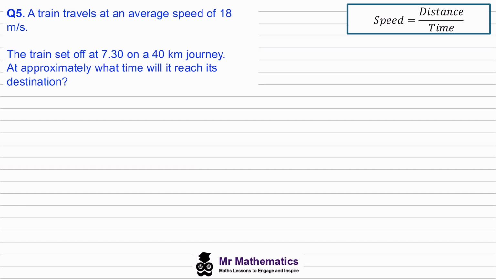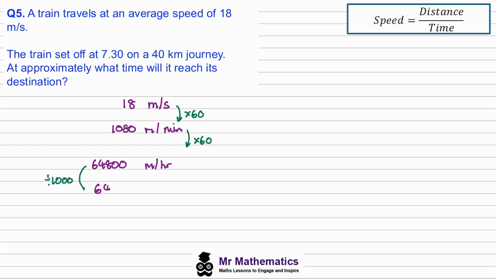Okay, so welcome back. So the problem we have is that we've been given the speed of 18 meters per second, but then we're given the distance of 40 kilometers, and this time is in hours and minutes. So we need to convert this speed into kilometers per hour. So 18 meters per second, if we multiply this by 60, we work out the distance covered every minute. And this will be 1080 meters per minute. And then if we multiply it by 60 again, we get meters covered per hour, because there's 60 minutes every hour. And this will give us 64,800 meters. And we can convert this into kilometers by dividing it by 1,000. So in kilometers per hour, this will be 64.8.